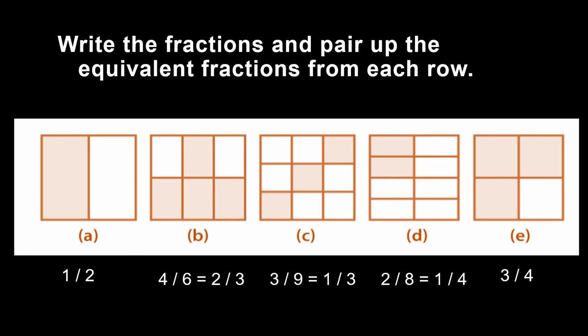Write the fraction and pair up the equivalent fraction from each row. So here the first one is 1 by 2. Second one is 4 by 6. Out of 6, 4 is shaded. That is 2 by 3. Here, 3 has been shaded.